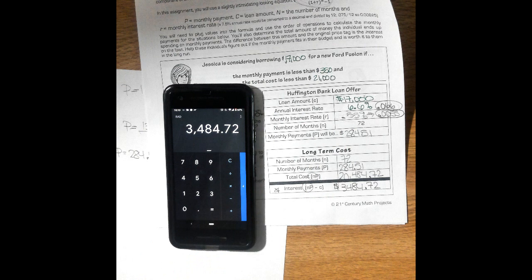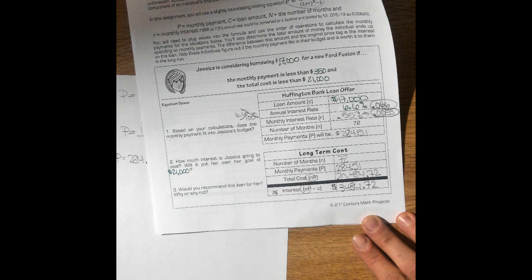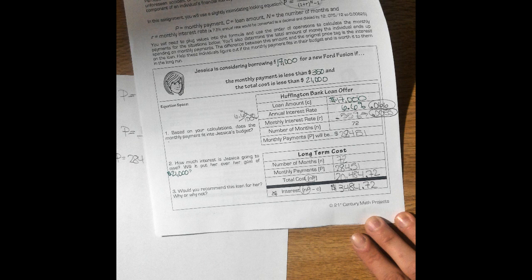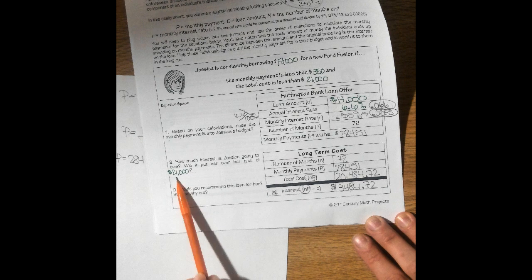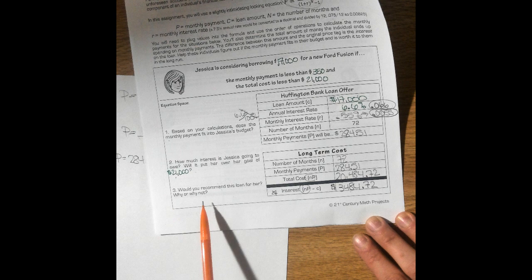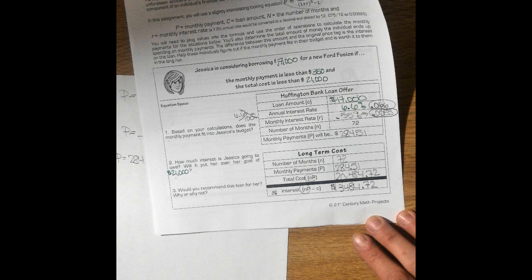And so that is your first page. I can go through and answer my questions. Her monthly payment does fit into her budget. The interest is, she's going to owe $3,484 worth of interest, and it will not put her over her goal of $21,000. And I would recommend this loan for her because all of her desires have been met. So now you can go to your packet and go ahead and do your calculations for your Jessica.